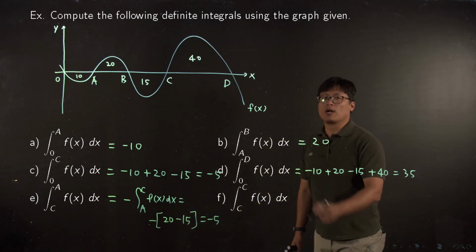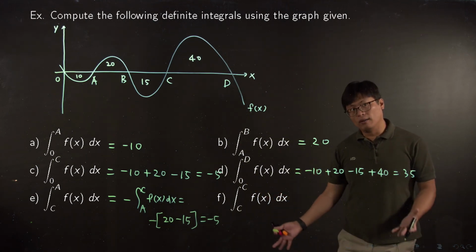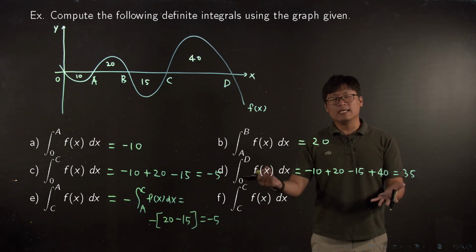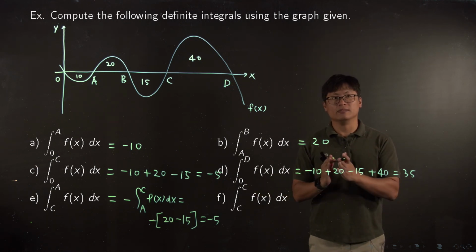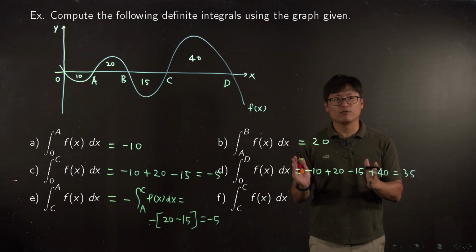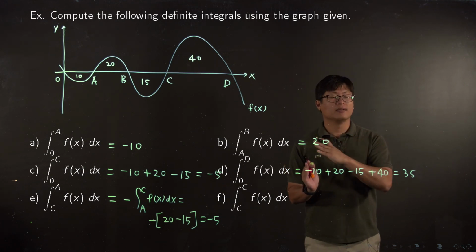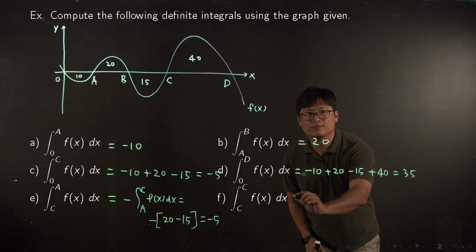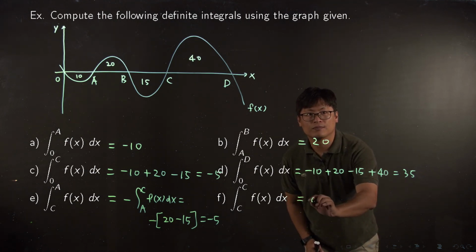So what about the other one? Look at that. If you understand the definition of the integral, it is really easy. C to C means there's no base. Your base is equal to 0 times height. Since you multiply by 0, no matter what, it equals 0. That's it.